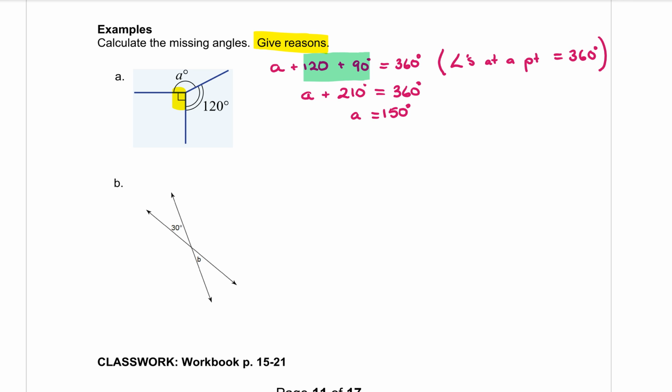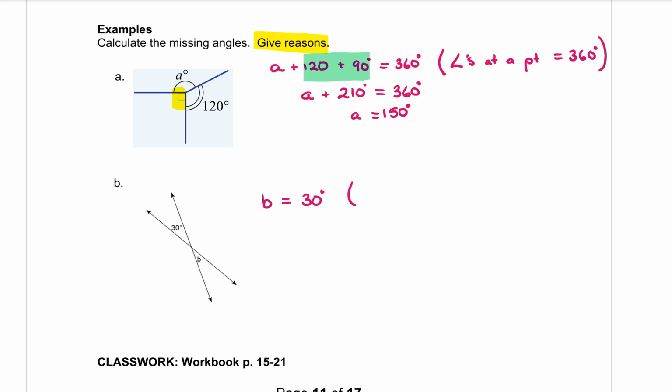Okay, part B. This is the 2 intersecting lines, and we know that these are vertically opposite angles, and we know that those angles are always equal. Now, these ones are often really good questions because there's not a lot of adding and subtracting numbers to be done. All we need to do is say that this letter B has to be equal to the angle across from it, which is 30 degrees.